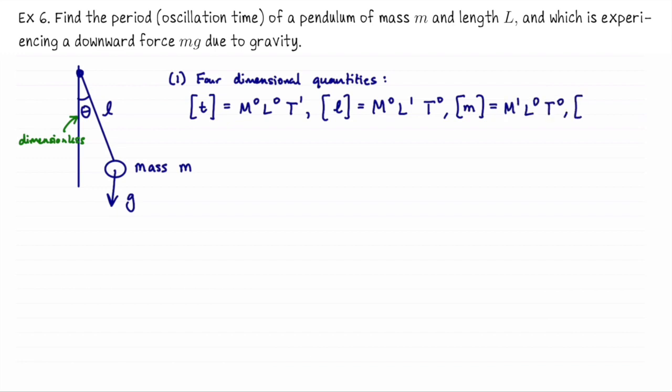And then for gravity, the force acting on the pendulum is actually m times g. So the overall force is m times gravity. So that's going to be m to the 0, L to the 1, t to the negative 2. In other words, the unit that we typically associate with gravity is meters per second squared. So that's L over t squared.